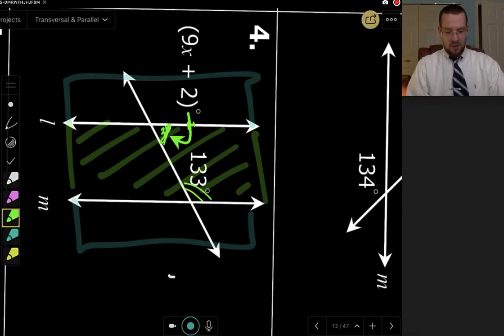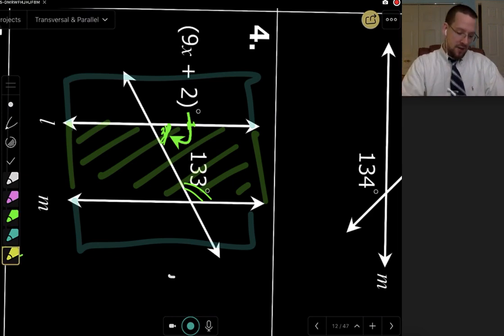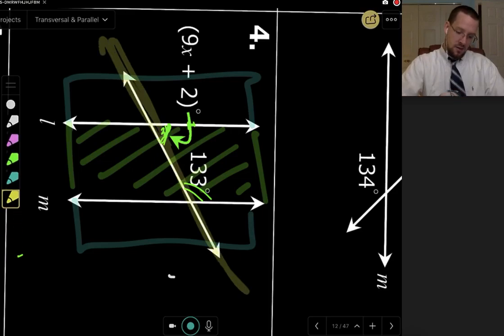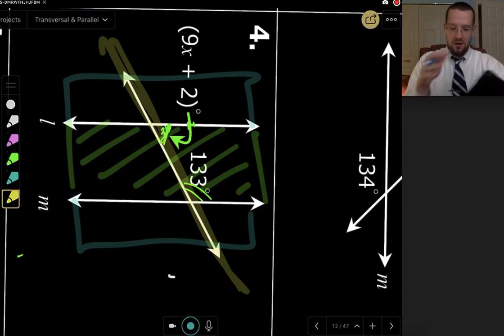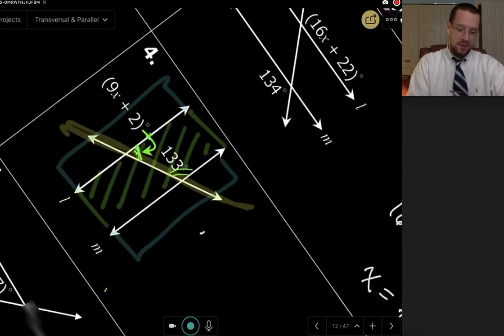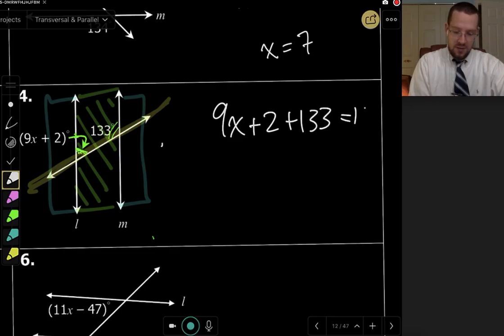And so, are these both on the interior? Yes. Okay, so they're either consecutive or alternating. Are they on opposite sides of the transversal? No, they're on the same side. So they cannot be alternating, and so they must be consecutive. And what we know about consecutive interior angles is that they are congruent. No, they're supplementary. And so what we're going to do here is add them together because these are supplementary angles and set them equal to 180.